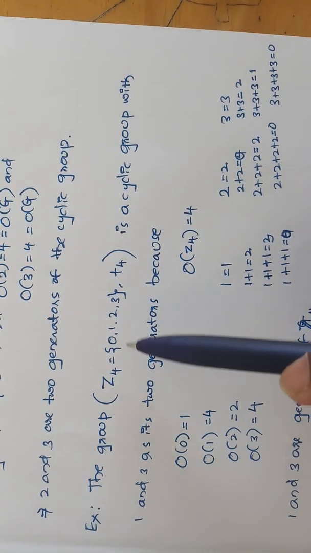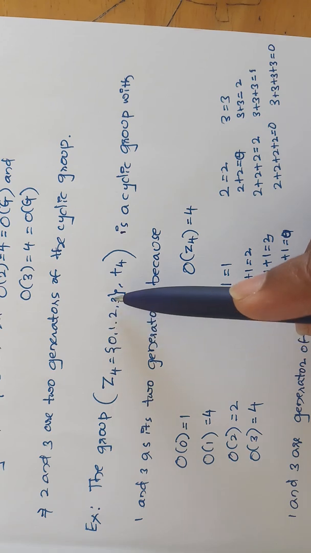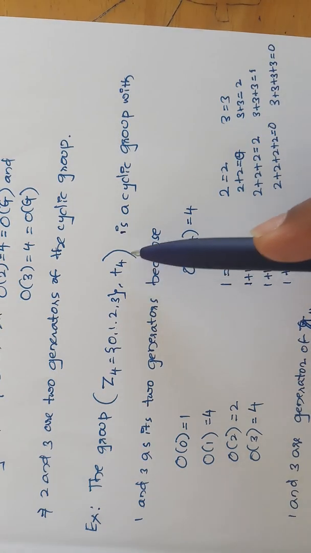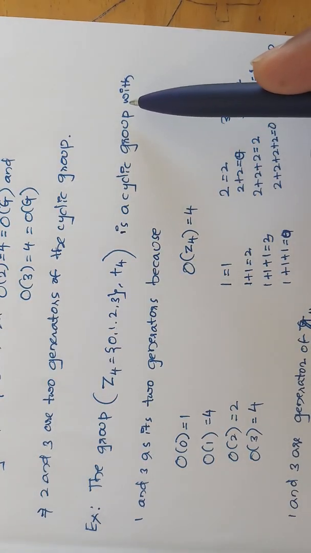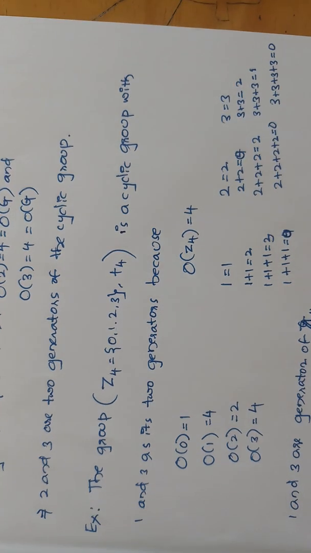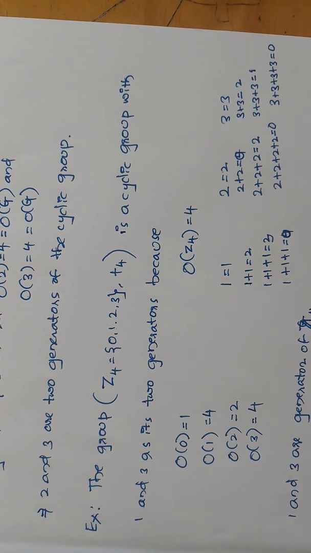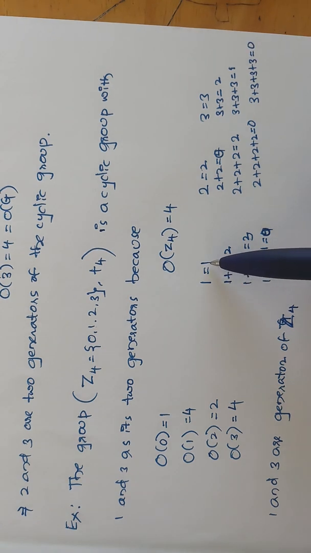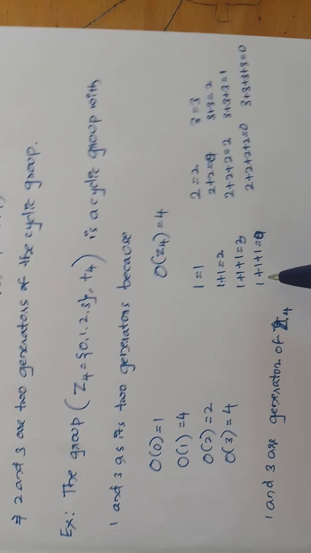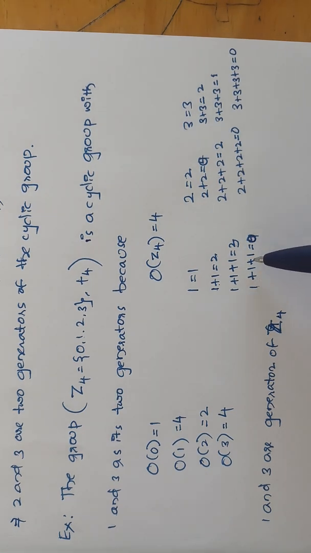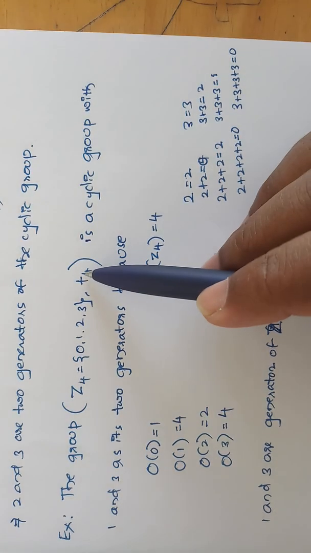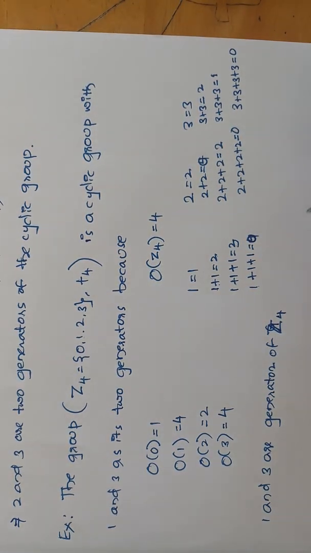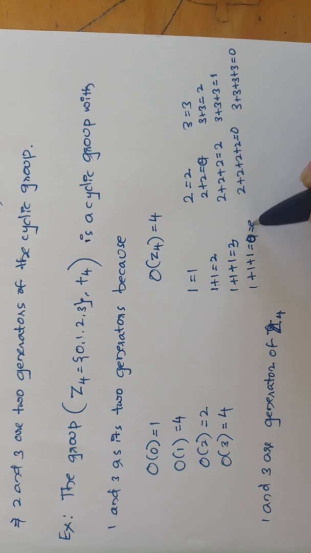So another example, the group Z4. In Z4 we have 0, 1, 2, 3 with addition modulo 4, which is a cyclic group. Find out the generators of this cyclic group. If you add 1 one time, that is 1. If you add 1 two times, you get 2. If you add 1 three times, you get 3. If you add 1 four times, you get 4; divided by 4, the remainder is 0. That is the identity element of this group.